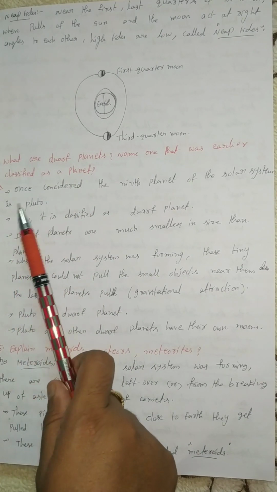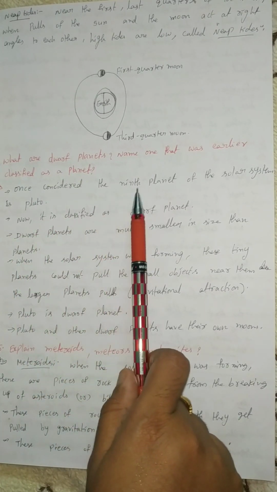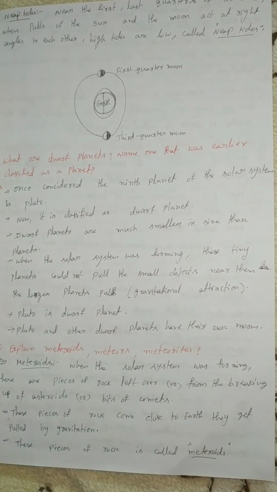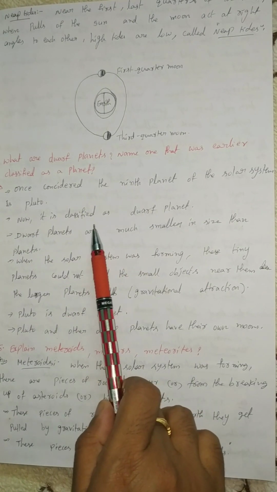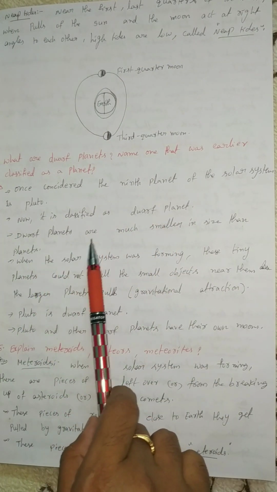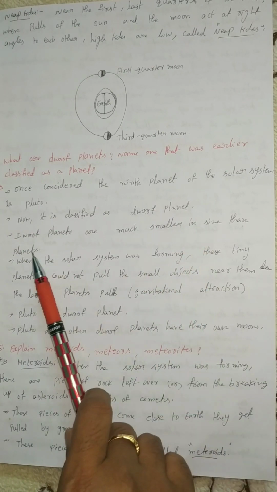Dwarf means very small. Once considered the 9th planet of the solar system is Pluto. So we know that the solar system has 9 planets. The last, 9th planet is Pluto. But now it is classified as a dwarf planet. Dwarf planets are much smaller in size than planets.